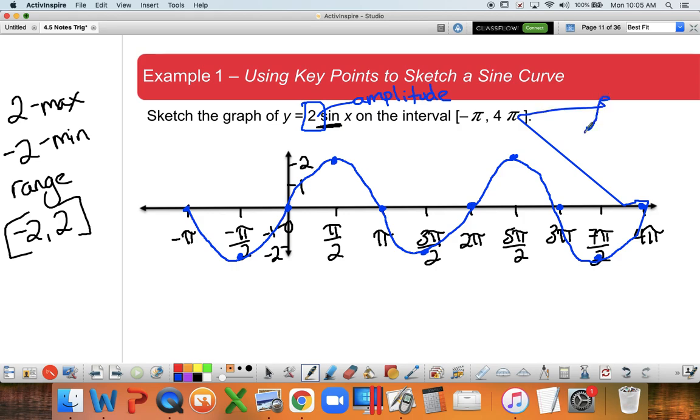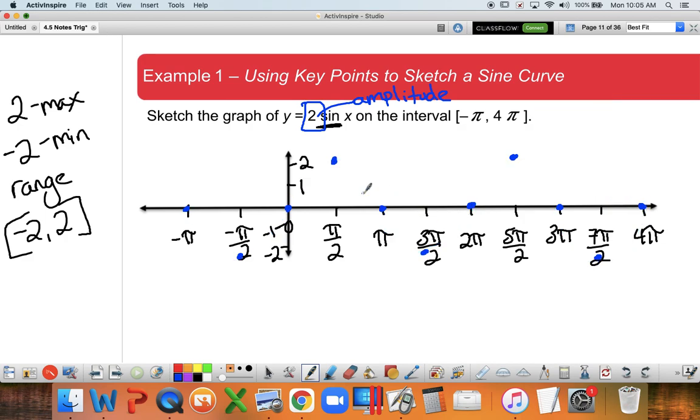Ooh, let's see if I can undo that. Okay, I'll try again. I will try not to hit the button on my drawing pen here. Not the best, but we got our sine curve there. So that's what I'm going to be looking for as we graph these.